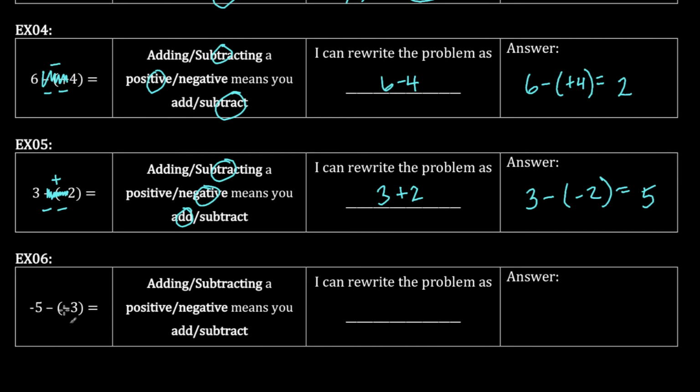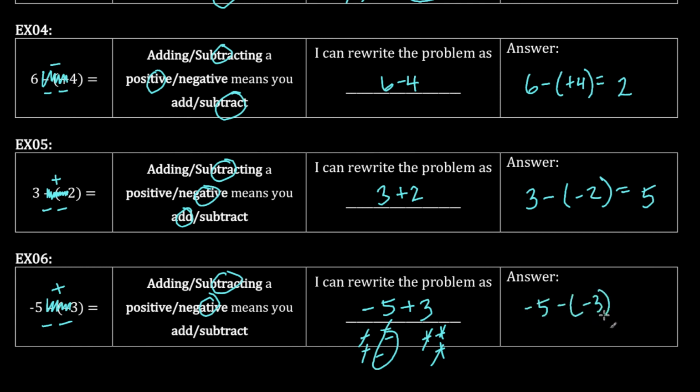Negative 5 minus negative 3. Once again, we are subtracting a negative, which means we are actually adding. So instead of negative 5 minus negative 3, we write negative 5 plus 3. If you need to, you can draw it out: negative 1, positive 1, zero pair, zero, zero. So we end up with negative 2. So negative 5 minus negative 3 is negative 2.